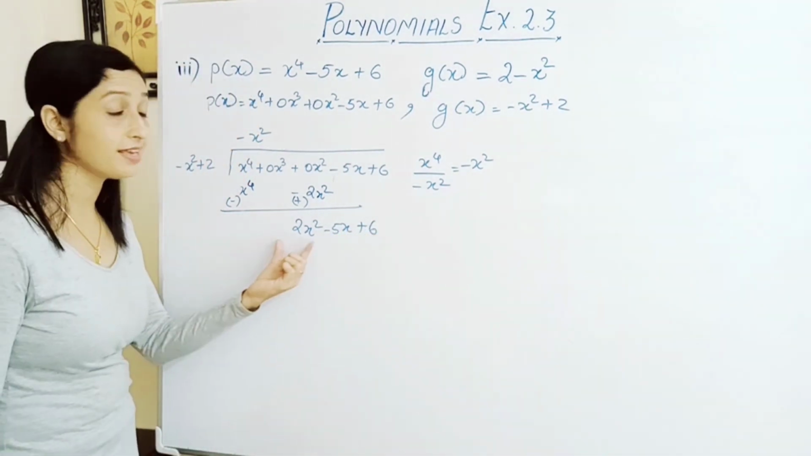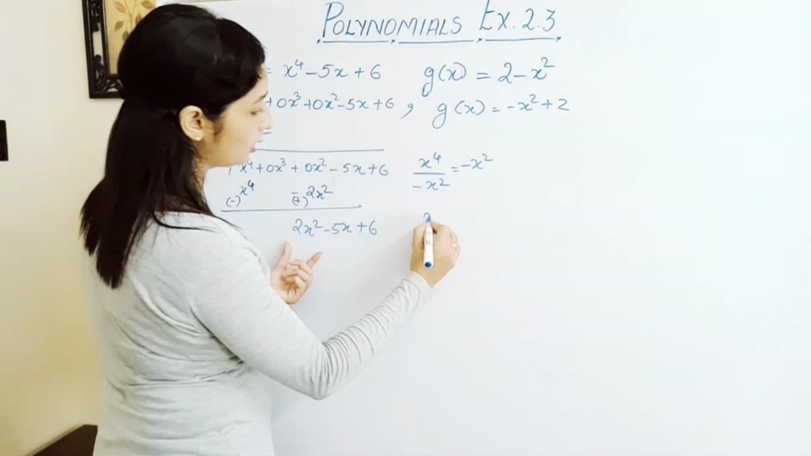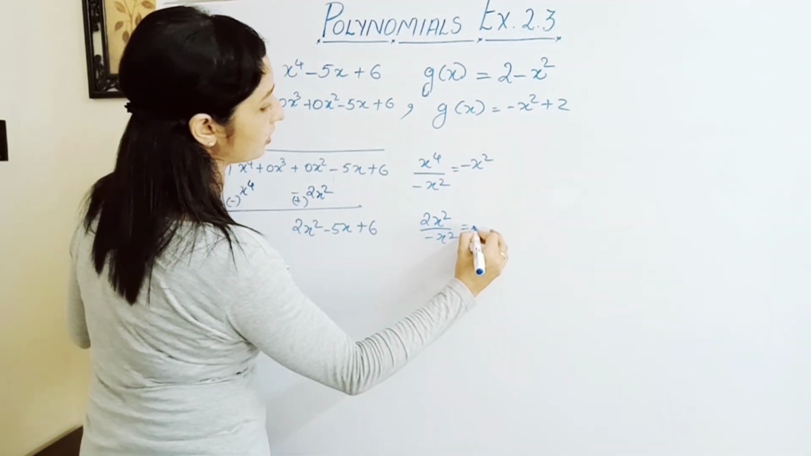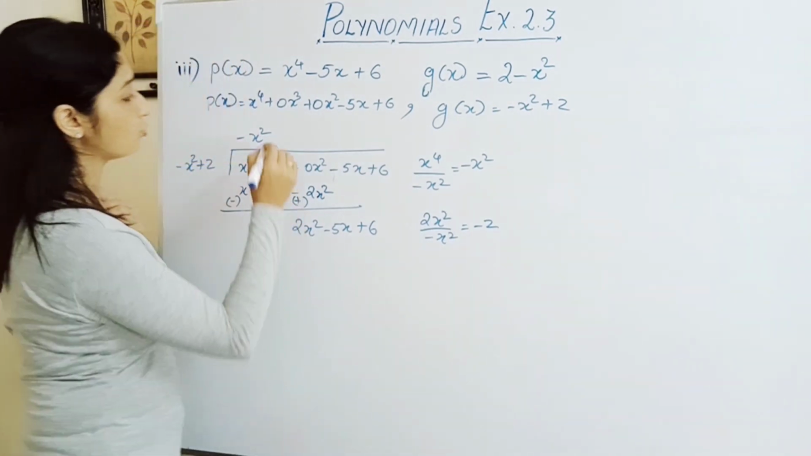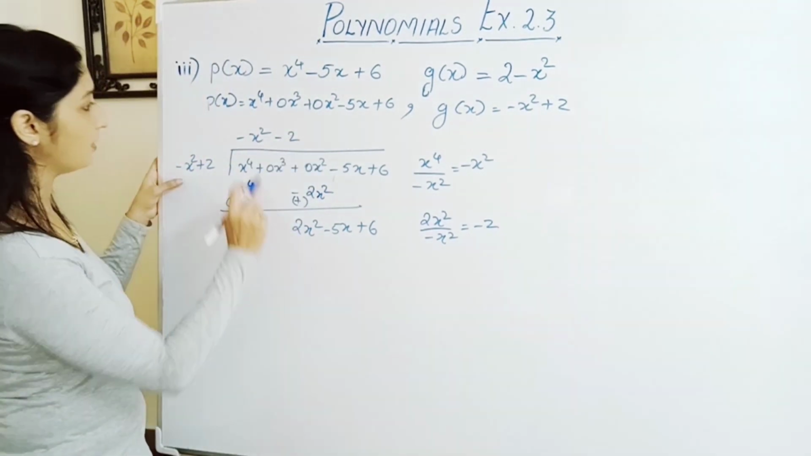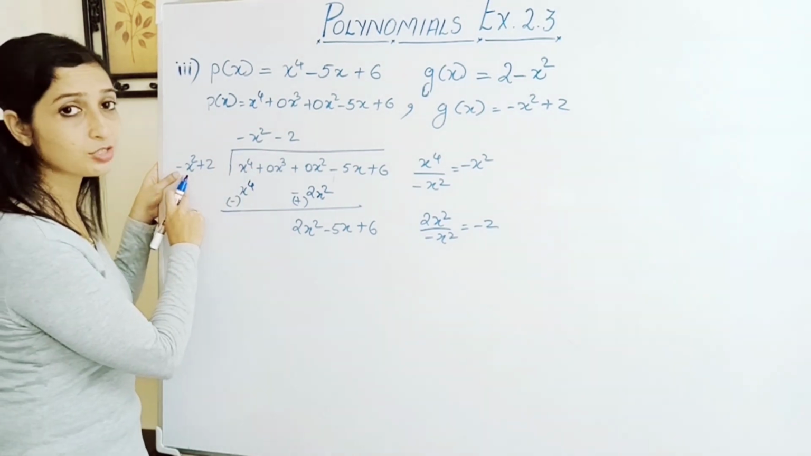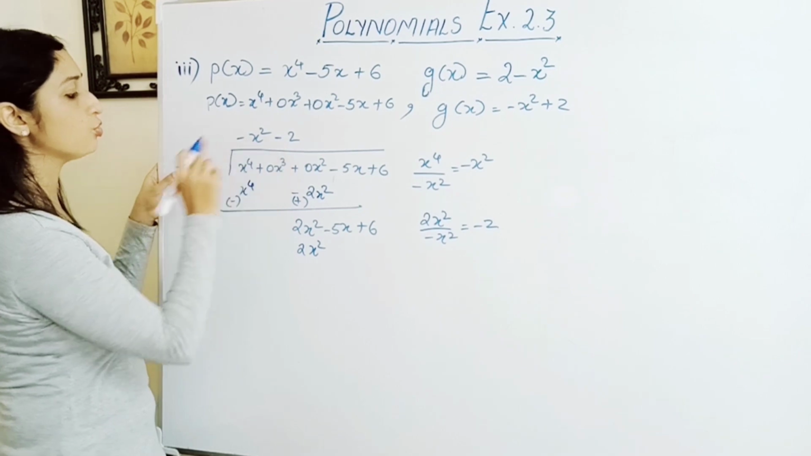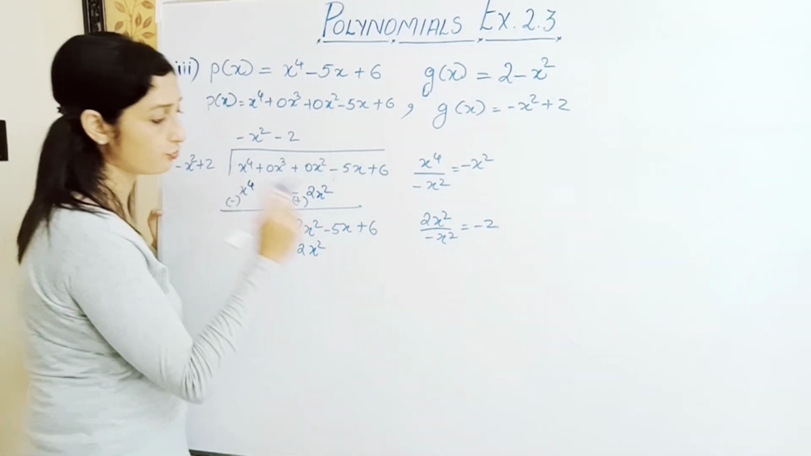Now how do you find the next term of the quotient? You divide 2x square by minus x square, which is minus 2. So minus 2 is our second term of the quotient. So what do you get here? Minus 2 into minus x square is 2x square. Minus 2 into plus 2 is minus 4.